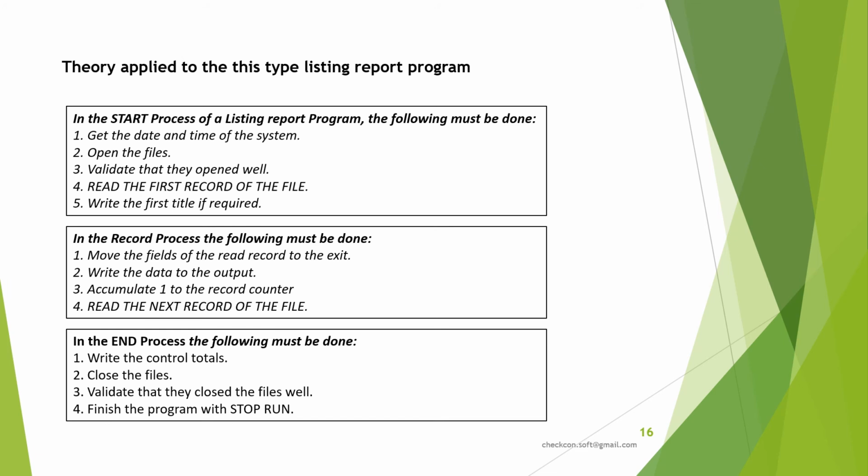In the end process, the following must be done. 1. Write the control totals. 2. Close the files. 3. Validate that they closed the files well. 4. Finish the program with stop run.